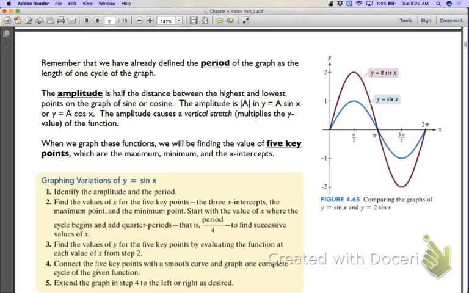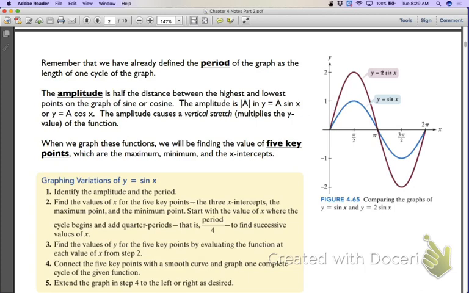So, like the graph over here to the right where it says y equals 2 times sine x. If sine of x is normally at 0, 0 times 2 is still at 0. If pi over 2, or that 90-degree mark, is at a positive 1, all we're going to do is just multiply that value by 2.